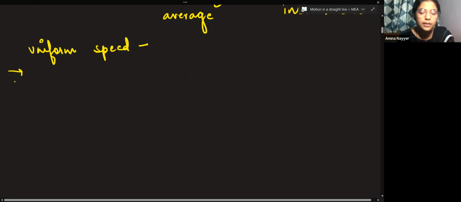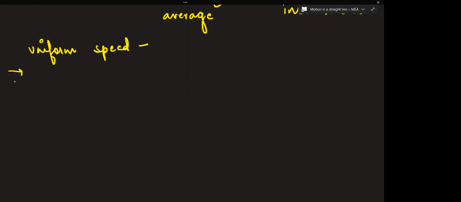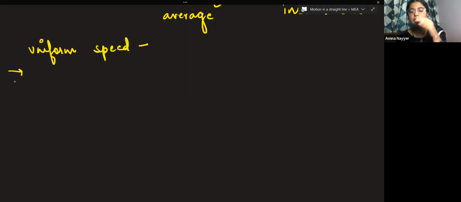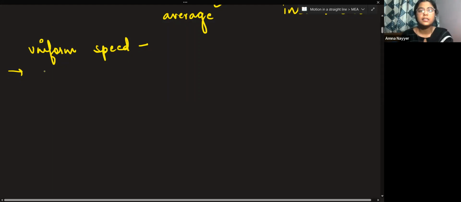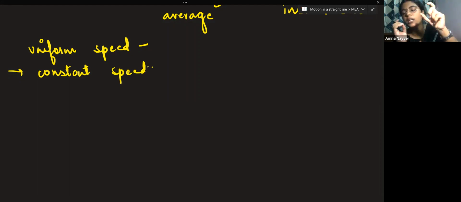Equal distance, say the definition. Equal distances in equal intervals of time. Exactly. Constant speed. So as rightly said by Ayaz, it is basically constant, or you can say the body covers equal distance in equal interval of time.